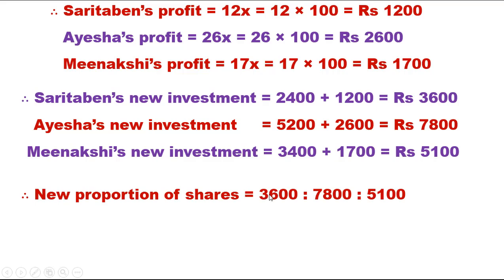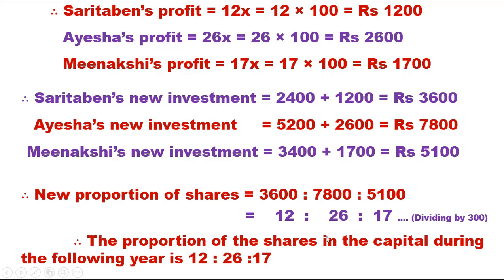New proportion of the share is equal to 3,600 is to 7,800 is to 5,100, that is 12 is to 26 is to 17. The proportion of the share in the capital during the following year is 12 is to 26 is to 17.